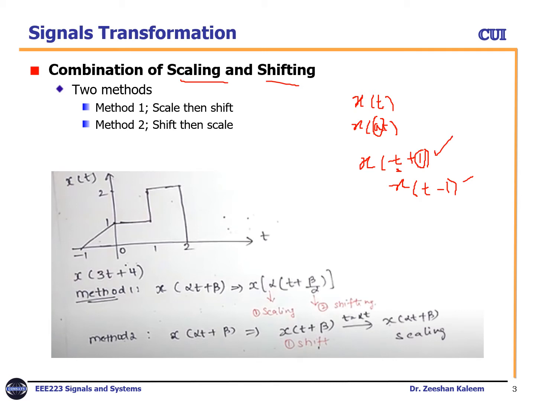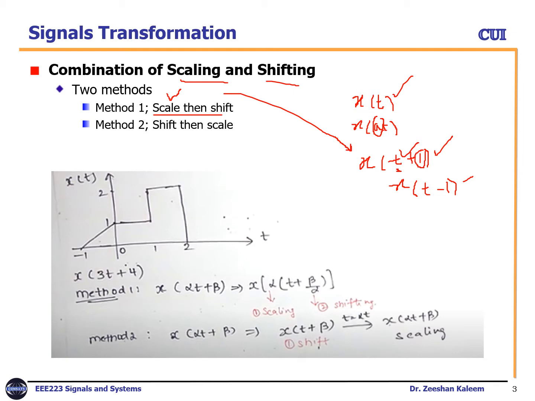Now in this slide, we will look at the combination of shifting and scaling, how to handle both of these operations existing in one signal. So there are two methods to solve these kinds of signals. First one is called scale and then shift. It means that first we have to scale the signal by using the scaling property, and then we have to shift the signal by using the shifting property, right?